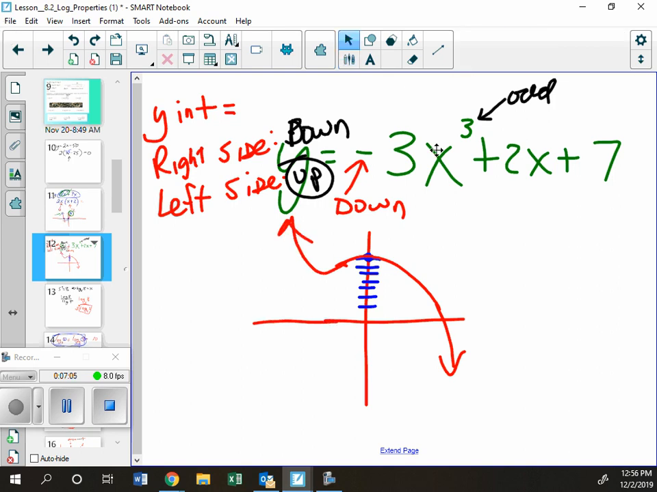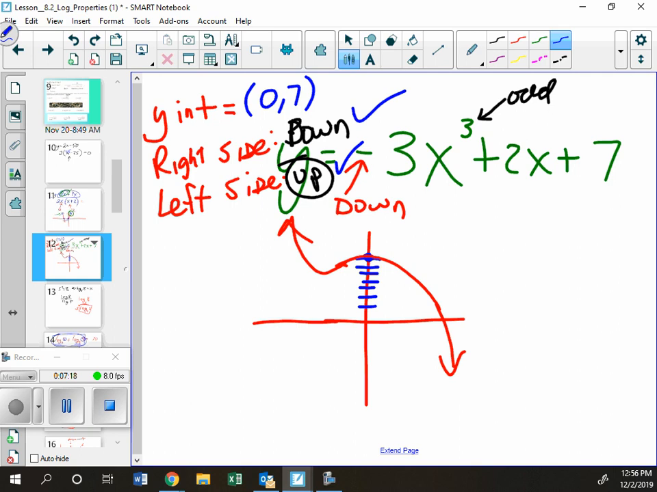Now, has it got the y-intercept right? Yep. That was where x is 0, so it's (0, 7). Does it have the right side down? Check. Does it have the left side up? Check. And that's good enough then. I'm going to give you another one like that. See if you can do that.